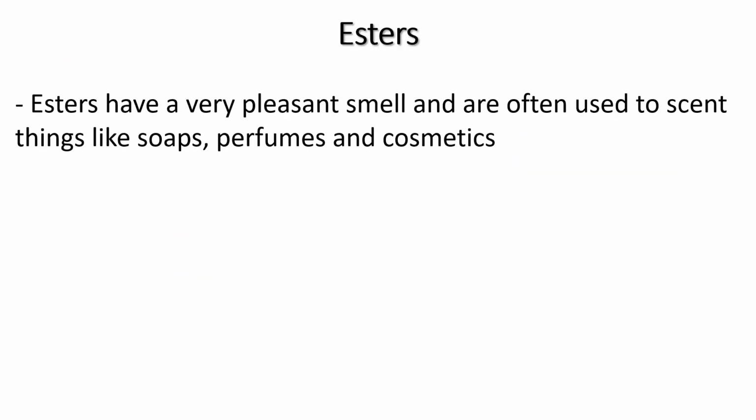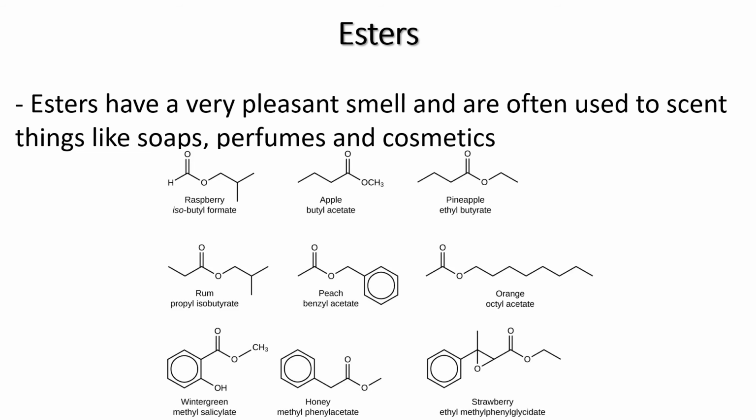Esters have pleasant smells, and they're used for different scented things like soaps, perfumes, and cosmetics. And here's a whole bunch. Now, the names are just a little bit different, but you'll recognize them. These are sort of more using the formal names. And the iso. Iso just means you've got 4 carbons, and they're shaped like this. Like they're not in a straight chain. One of them is branched off. That's what an iso group is. And the acetate is also referred to. That's again just the common name of that chain length. So raspberry, apple, pineapple, rum, peach, orange, strawberry, honey, wintergreen. There's quite a few there.